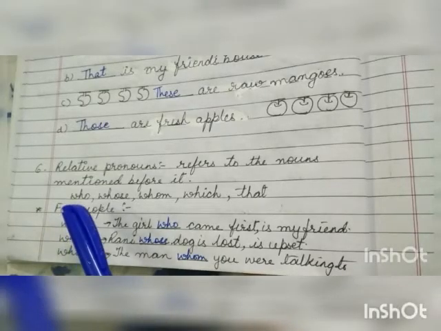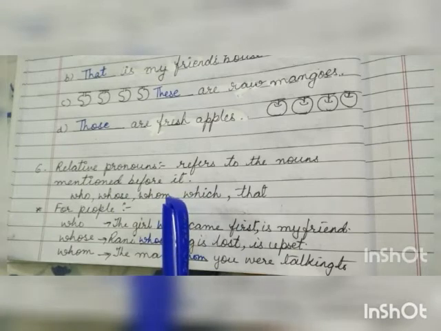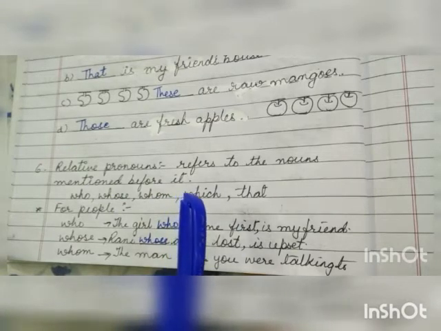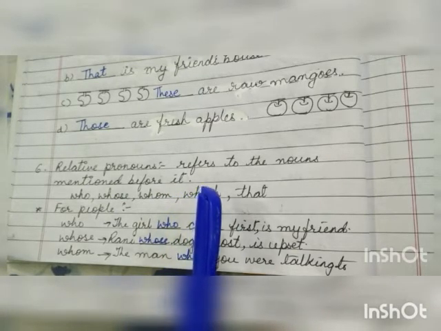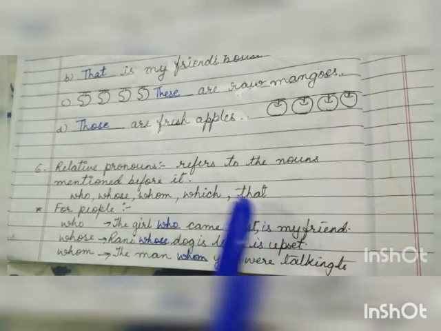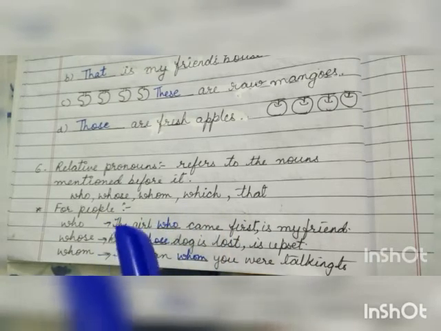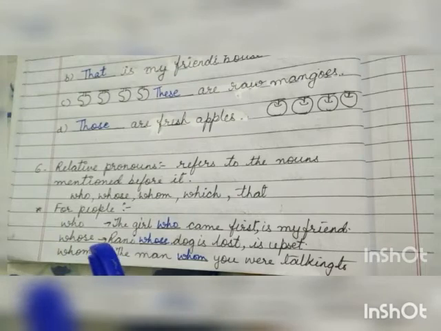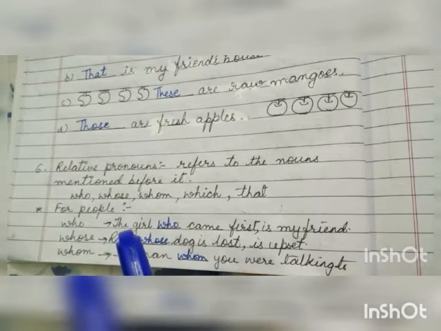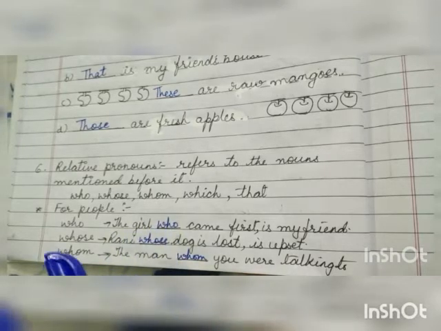Okay, so the sixth kind of pronoun is the relative pronouns. Now, relative pronouns refer to the nouns mentioned before them. That means they relate to the nouns which have already been written or used before in the sentence. Now, who, whose, whom, which and that. These are the 5 types of relative pronouns. Out of these, some pronouns can be used for people and other living things, whereas some pronouns can be used only for non-living things. We'll start with the people first.